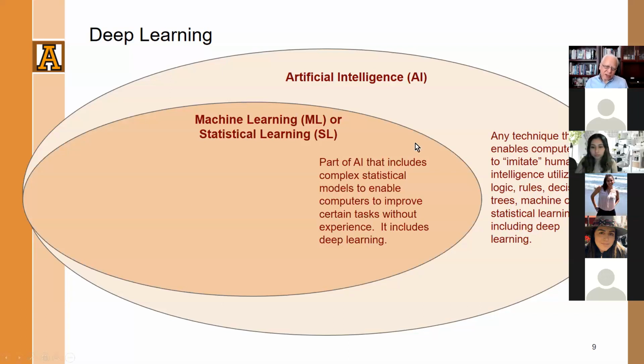Machine learning or statistical learning is a part of artificial intelligence that includes very complex statistical models to enable computers to improve certain tasks with experience. Okay, and it includes deep learning. Deep learning is part of this thing. So the algorithms we're going to study here are part of machine learning or statistical learning. These are more sophisticated methods that many years ago could not be computed.